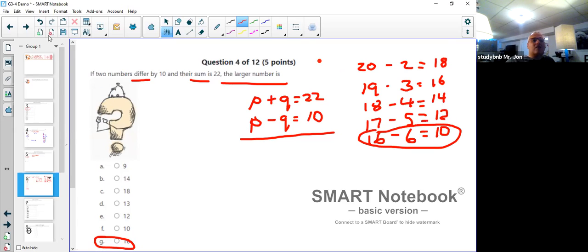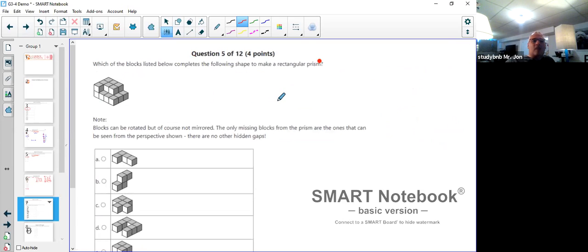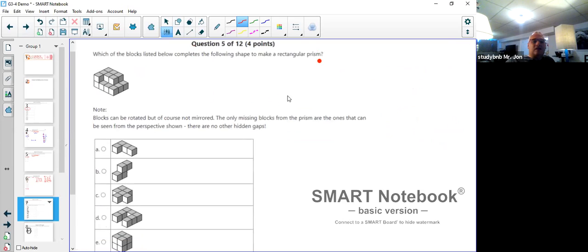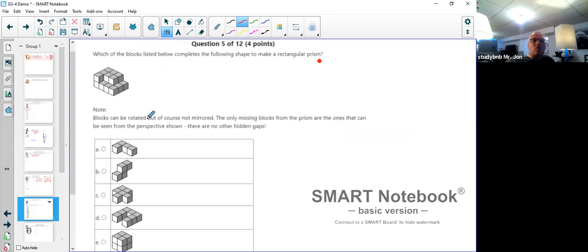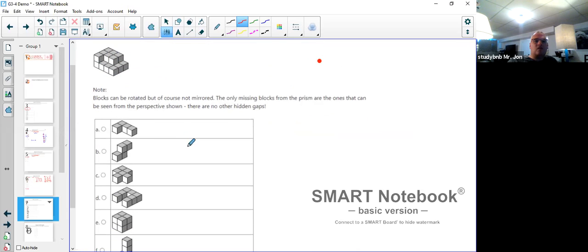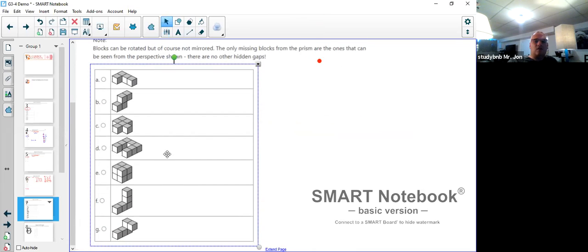Okay, so let's go on to the next one. Can we see this? There's more of them. I have to make it smaller, but we're looking for which one of these pieces will fit on this piece to make a rectangular prism. That's what we're looking for. I will try to make this smaller so people can see all the answers at once.